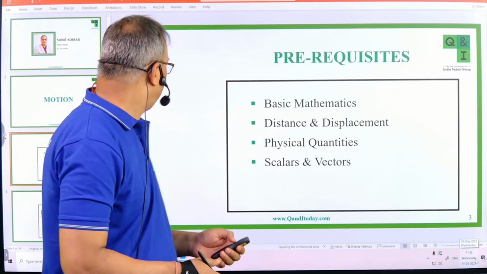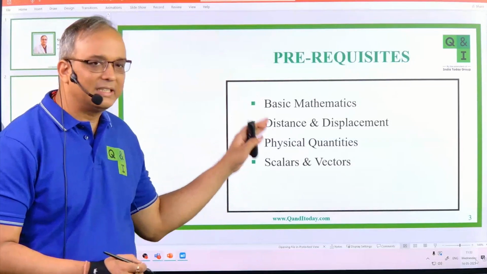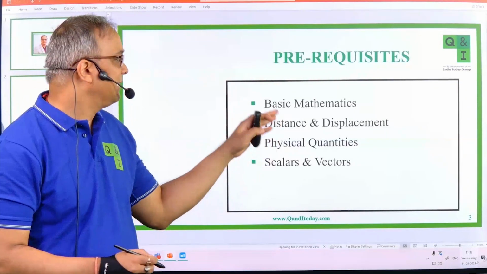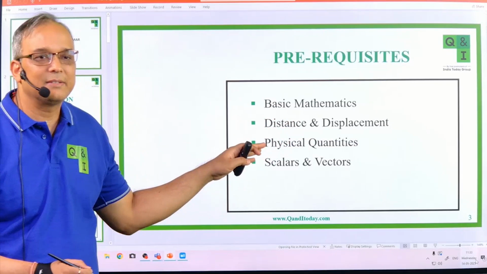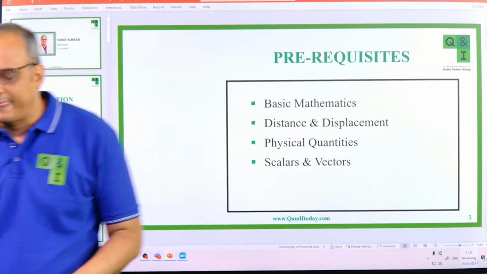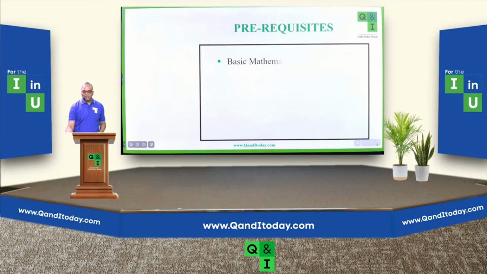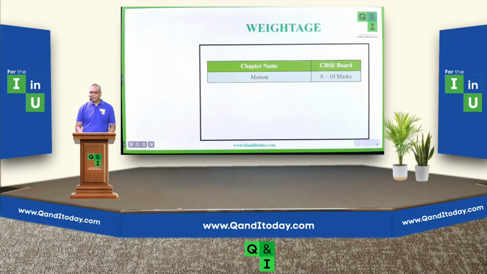So the prerequisite for today's class is basic mathematics, distance and displacement, physical quantities, scalars and vectors. All of this we did in the previous class, right? Yes, students, so these are the prerequisites as discussed. Now, the weightage of the chapter, motion: 8 to 10 marks of questions come in the exam.